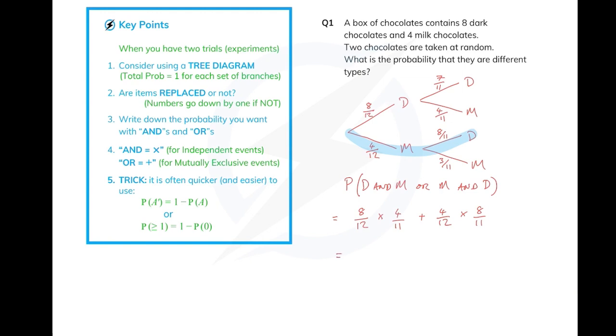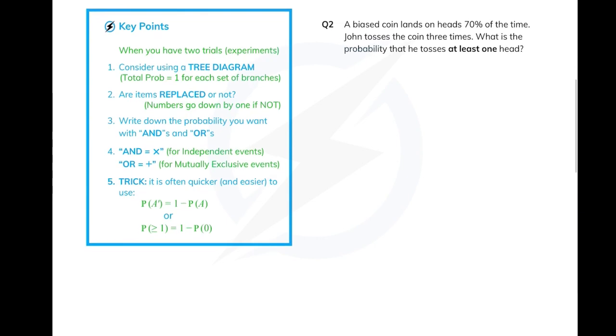And if you do all of that, which you could do in your head if you like, that is 32/132ths plus 32/132ths, they turn out to be the same thing, which is 64/132ths, and that does in fact simplify to 16 out of 33. So there we go, there's an example of a combined probability question. Let's have a look at a slightly different one.